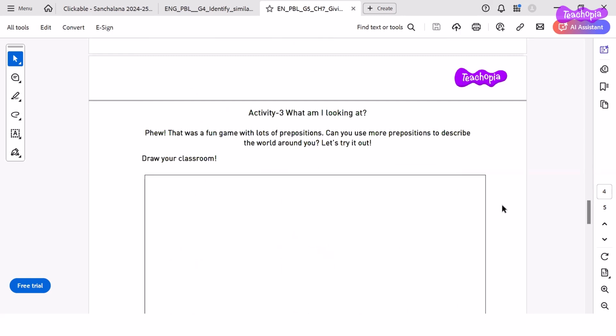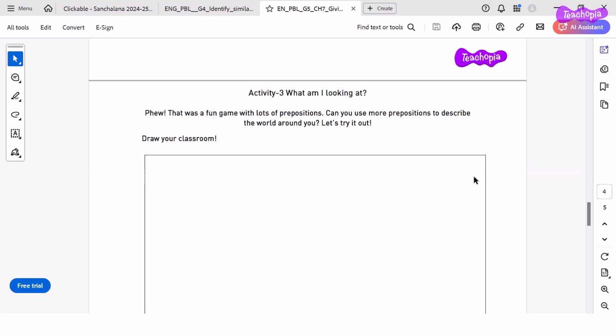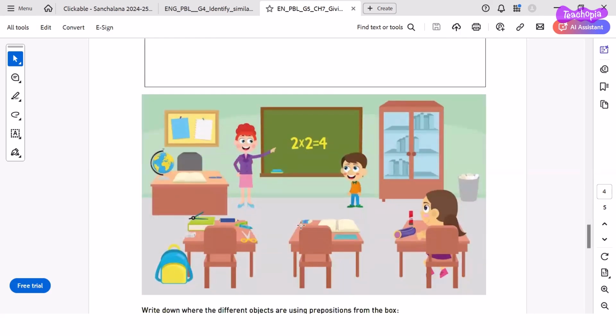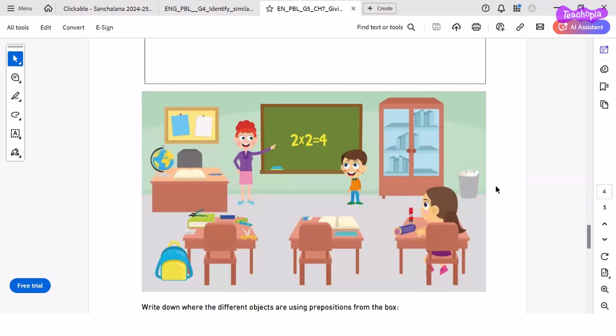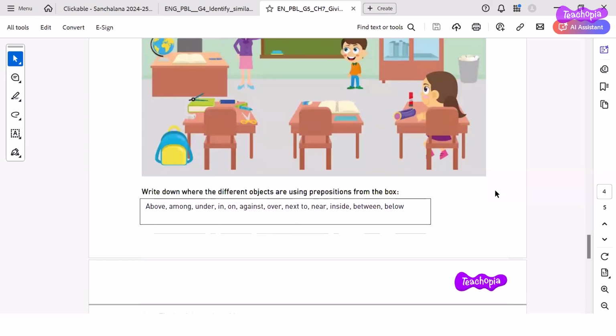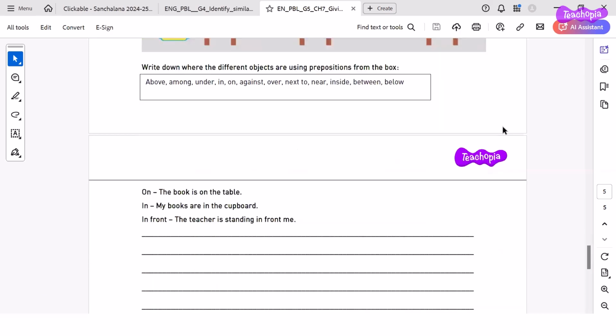Activity 3 is looking at students applying their knowledge on prepositions. They will draw their classroom. So it expects them to have some visual representation of how their classroom looks. This is a sample picture that has been provided to help the students figure out what objects they can put around the classroom. They will write about the different objects here using the prepositions that are given in the box.